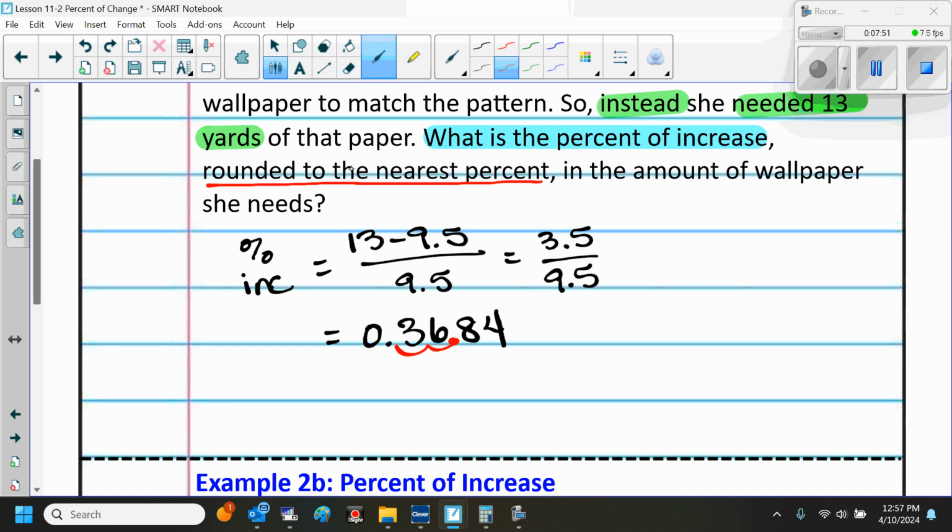it says to round to the nearest percent. So this is the nearest percent right here, so what that means, we need to look at this number to tell us what to do to that number. Is everybody clear? So this is going to be what percent? 37%. Right. This is going to be a 37% increase.